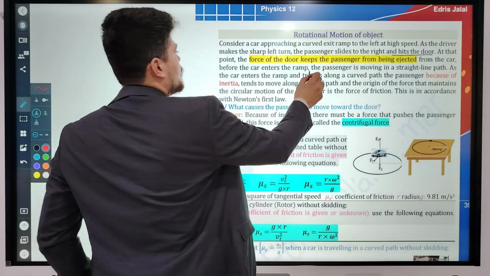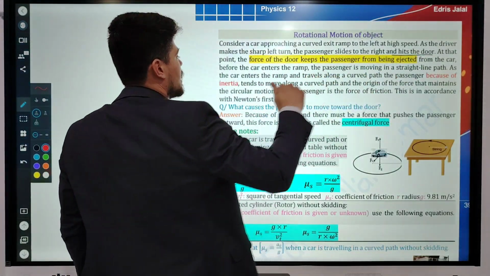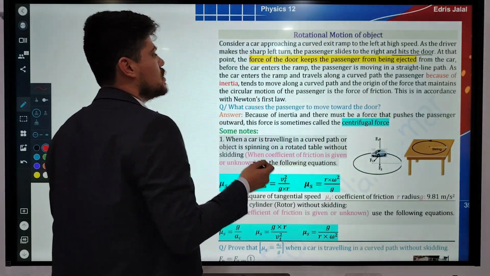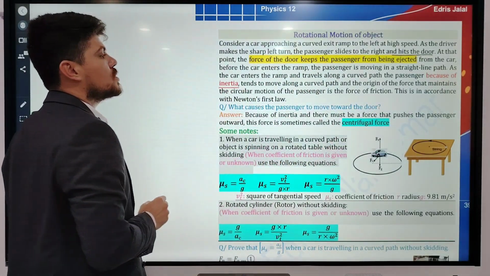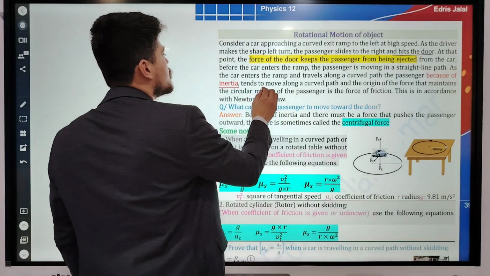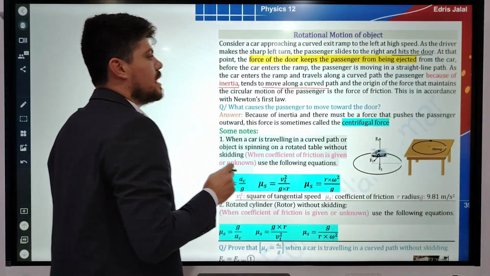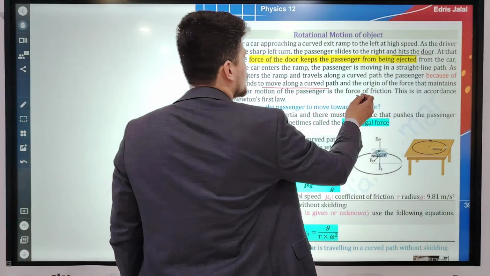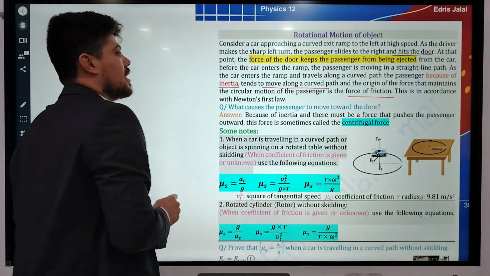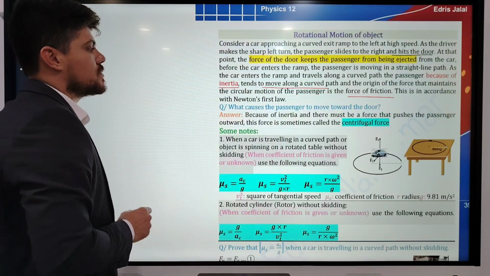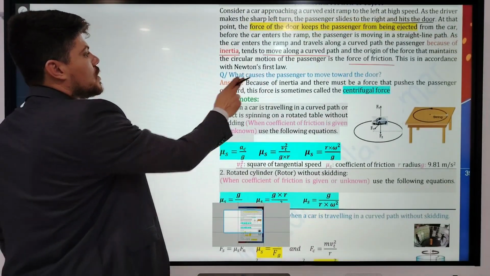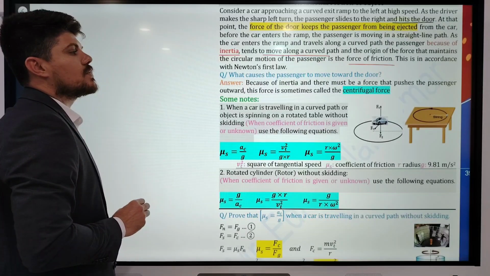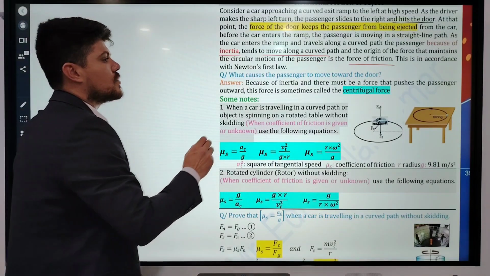Before the car enters the ramp, the passenger is moving in a straight line. As the car enters the ramp and travels along the curved path, the passenger, because of inertia and centrifugal force, tends to move along a straight path. The origin of the force that maintains the circular motion of the passenger is the force of friction. This is in accordance with Newton's first law. Okay, what causes the passenger to move toward the door? Because of the inertia and the centrifugal force.